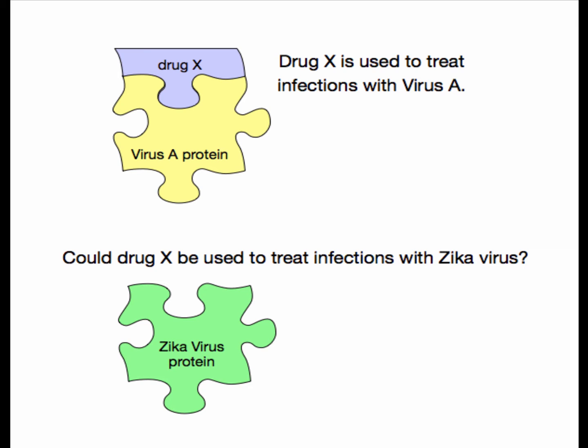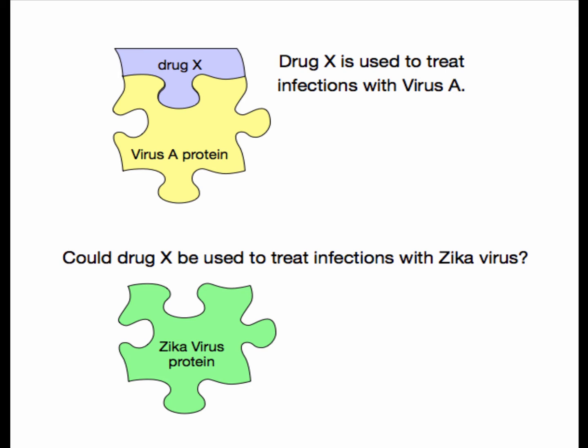Today, I'd like to talk about a method we can use to find drugs that might work against Zika virus. One of the quickest ways to find an antiviral drug is to look at drugs that are already being used to treat other viruses. Imagine we have a drug called Drug X that is an effective treatment against a virus. I'll call it virus A. We can ask, will Drug X also work against other viruses, like Zika virus?